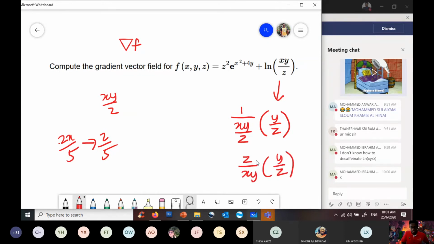So from here, let's see what I can simplify. z and z, y and y. So what remains is only 1 over x. So that is how you would differentiate that. Hope it's a bit clear, although it's kind of confusing. The key point is 1 over everything inside the bracket, multiplied by what you get when you differentiate the thing inside the bracket. What we are doing here is called the chain rule. You can Google it if you want more information.